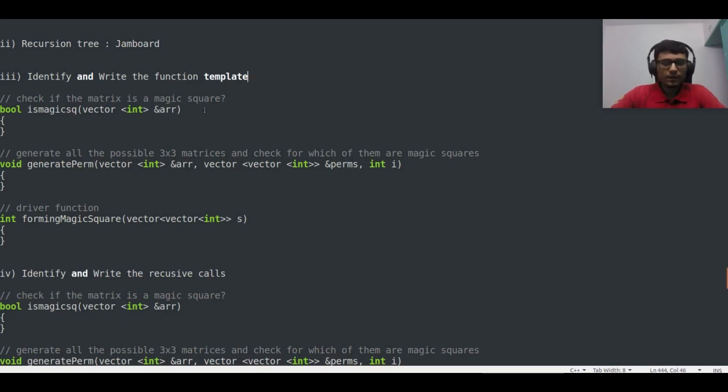Okay, now let us look into how we can write the function templates. So here I have used three functions. First is magic square, second is generate perm, and the third is forming magic square. So let us start with this function, forming magic square.